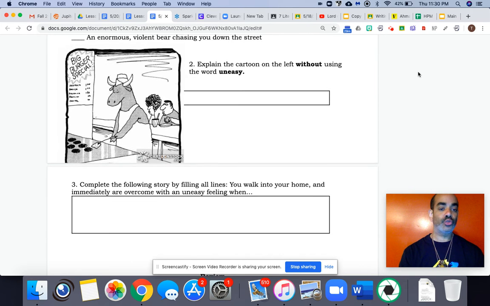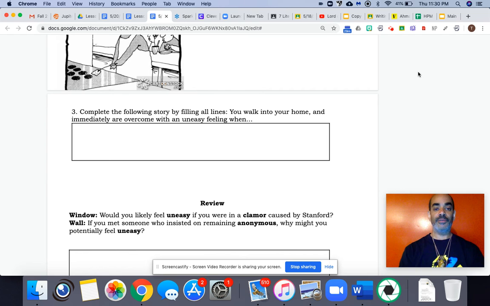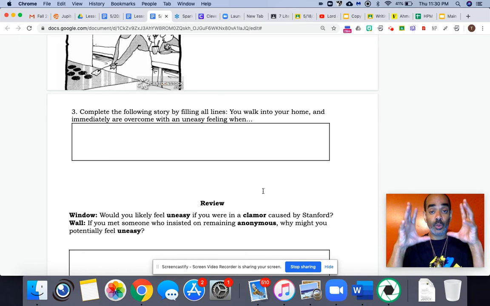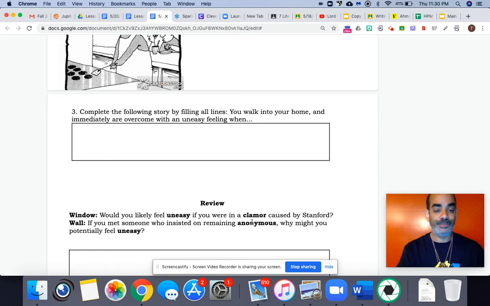Explain the cartoon. You're going to complete the following story by filling all lines. You walk into your home and immediately are overcome with an uneasy feeling when... Okay, so you tell the story. I can't wait to hear some of your responses. You guys always do a great job. We think in pictures, so we elaborate with vocabulary.